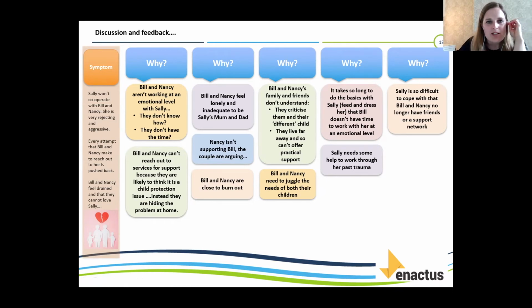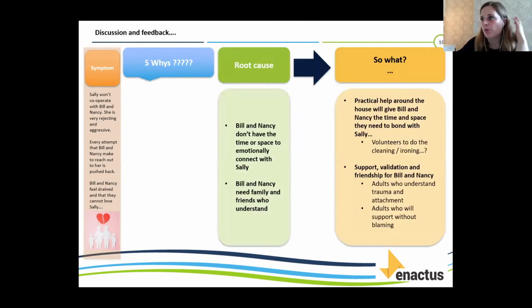And where this brings us to is the root cause. So the root cause, and you were all coming up with this, is that Bill and Nancy don't have time or space to emotionally connect with Sally, and they don't have the support either. So they need family and friends who can understand Sally. And so what? So what solution can we build to meet this root cause? And it's actually much simpler than we thought to start with.